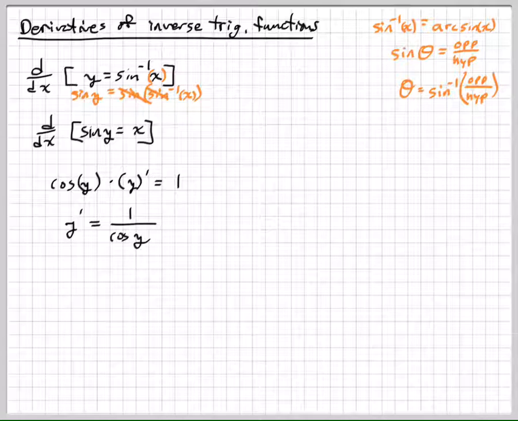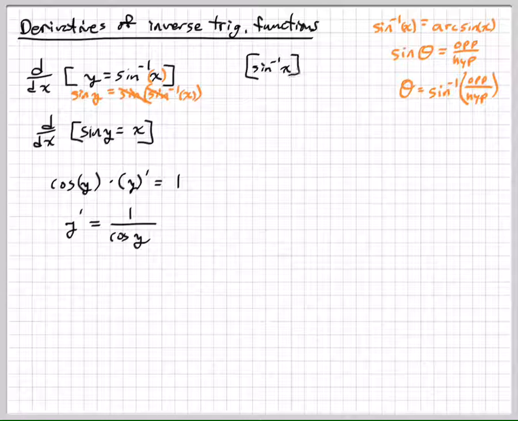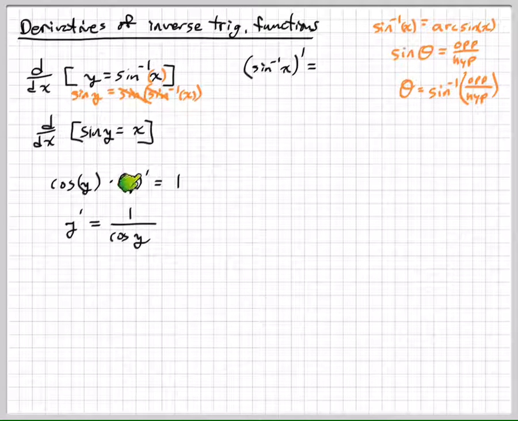Now, I don't want cosine of y there because that would be weird if I was just to only take the derivative of sine, inverse sine. Like, what if I was just doing this? It wasn't like an equation. I just need to take the derivative of this. And all of a sudden I have a y in there? Like, what the heck is that? So we got to rewrite this somehow.